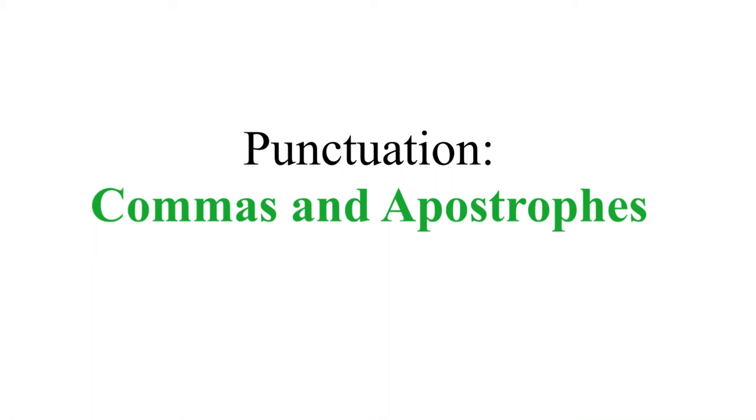Now that we know what we can call pieces of sentences, clauses, phrases, independent clauses, dependent clauses, now we can talk about how we join those ideas up and the little marks we use to do that. So we're going to look at punctuation. This time we're going to look at commas, and we're going to throw in apostrophes at the end too.